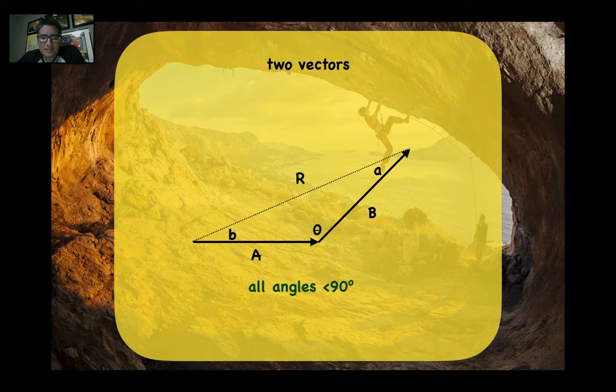And now I'm completing my triangle. So you'll notice that the opposite angle to my R is my theta. The opposite angle to my A is my angle A, and the opposite angle to my B side is my angle B. And all of these angles are less than 90 degrees. And this is what a typical triangle with angles other than 90 degrees will look like.